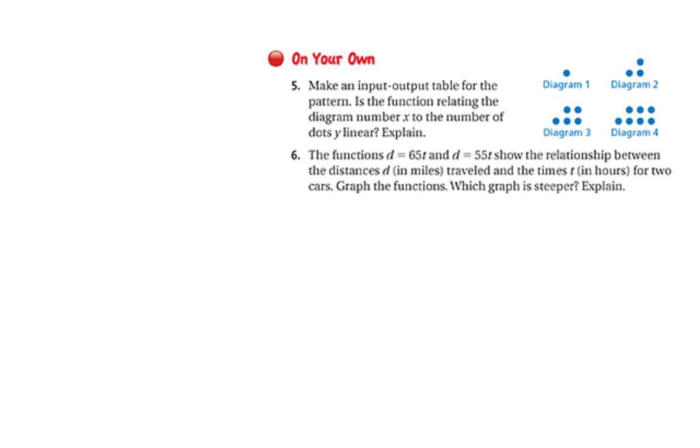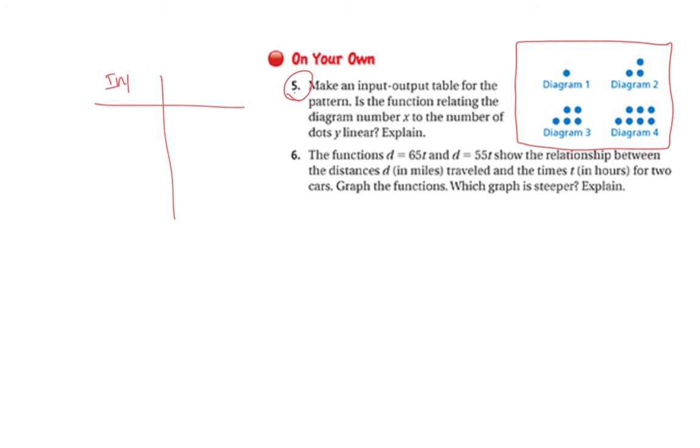We didn't really go over this in class very much. We did question 5 briefly, and the only thing we really did was practice how to make an input-output table with these dots that are presented. So here is input, and here is output.